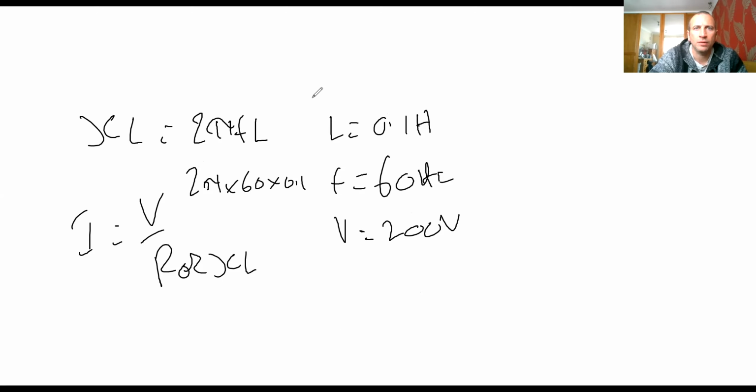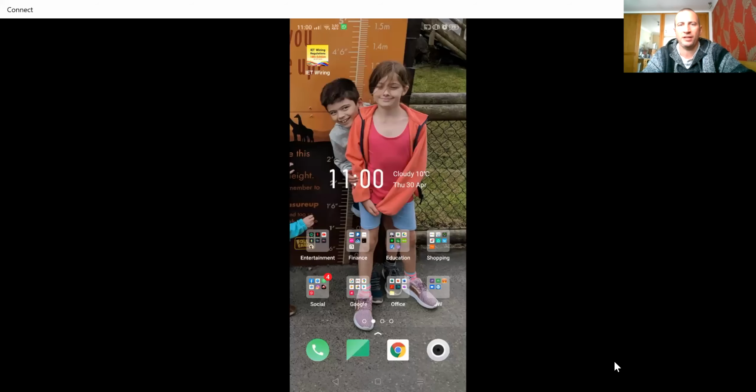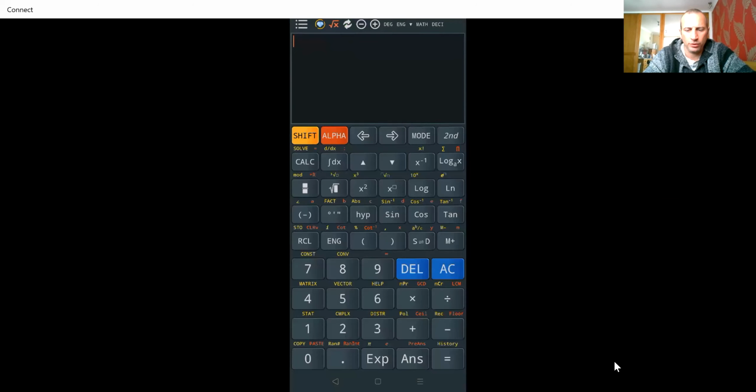Screen share again. Where are we? New share. All right, let's have a look at this one. This is the application now on your phone that I said you can download. All right, so you can get this one for free on an Android phone anyway. 2 times shift pi times 60 times 0.1 gives you 3.77 ohms. Okay, so use 3.77.